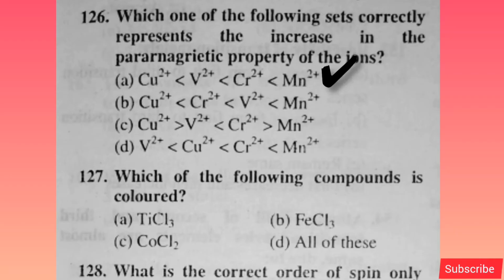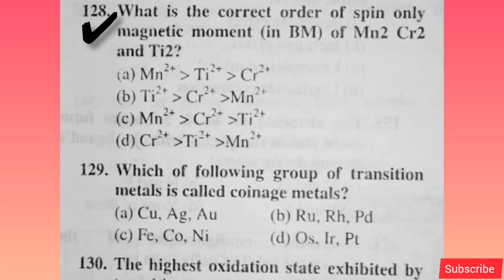Option A is correct. Which of the following compound is colored? Option B and option C both are right. Which is the correct order of spin-only magnetic moment in BM of Mn2+, Cr2+ and Ti2+?